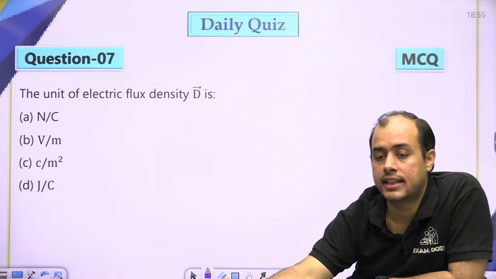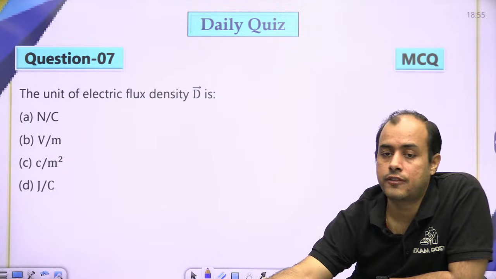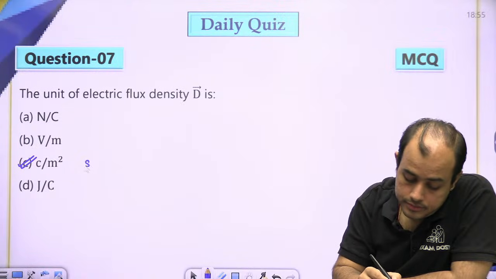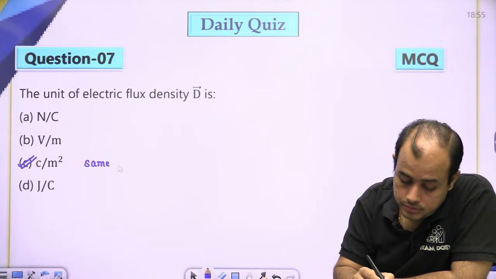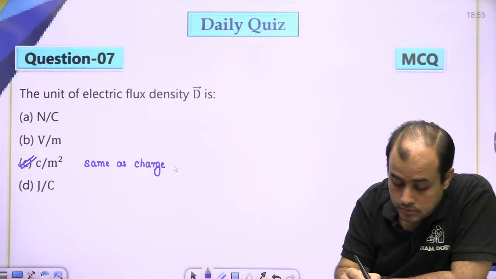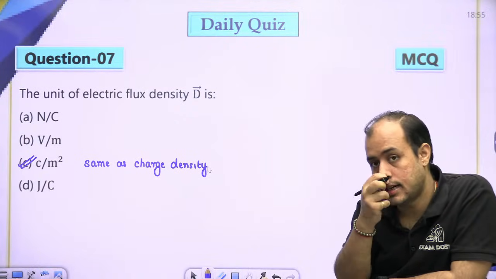नेक्स्ट, यूनिट ऑफ फ्लक्स डेंसिटी इज, यूनिट ऑफ फ्लक्स डेंसिटी बेटा, व्हाट इज द यूनिट ऑफ फ्लक्स डेंसिटी? कम ऑन एवरीवन, व्हाट इज द यूनिट ऑफ फ्लक्स डेंसिटी? Same as charge density.